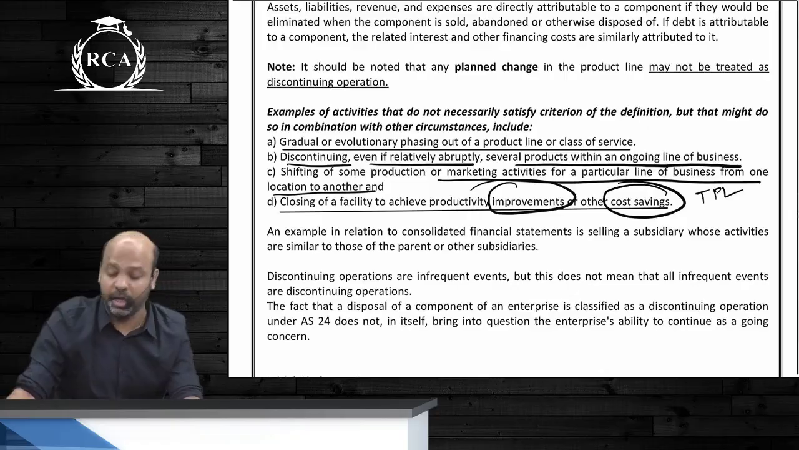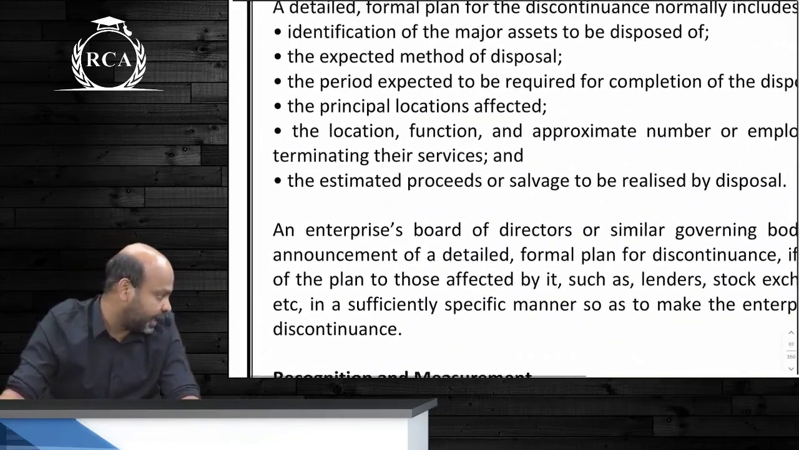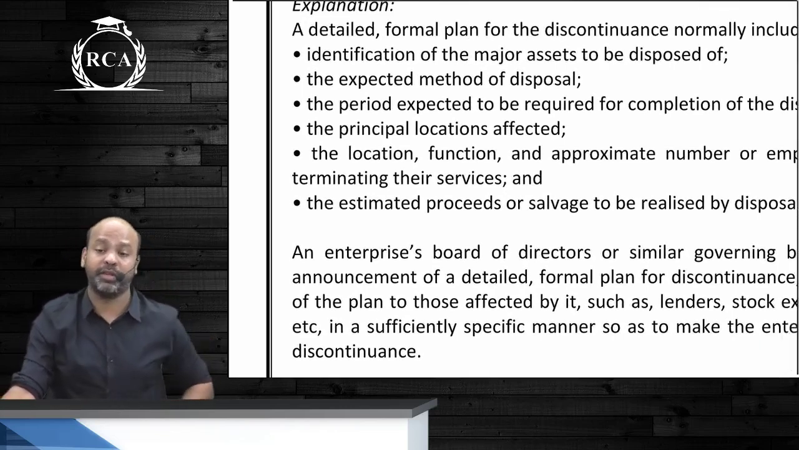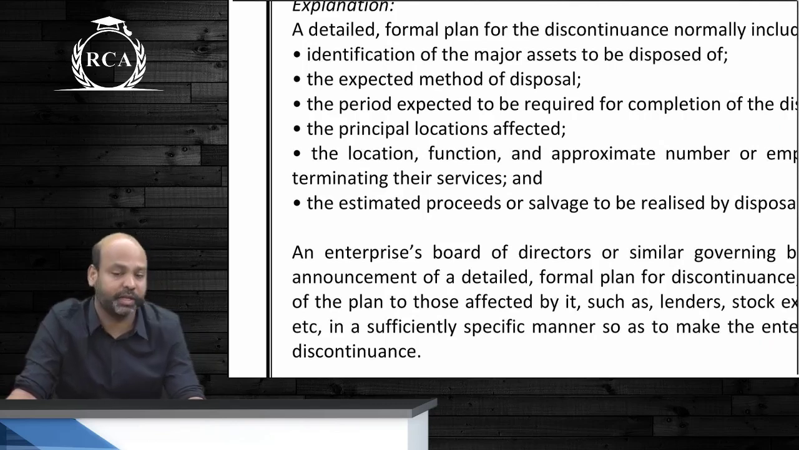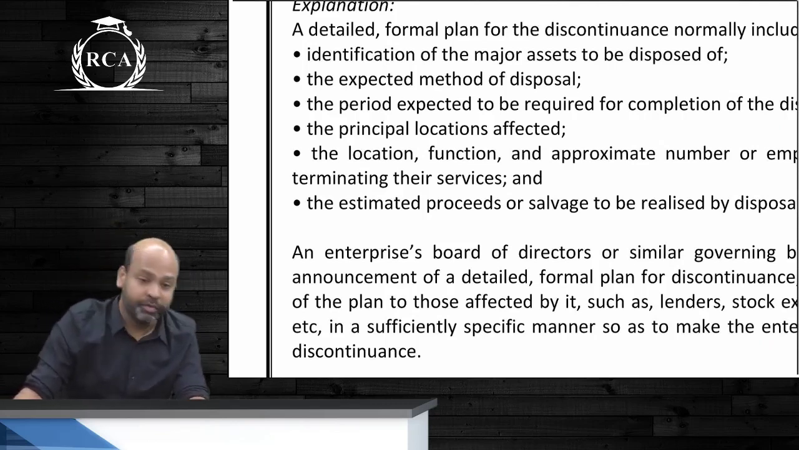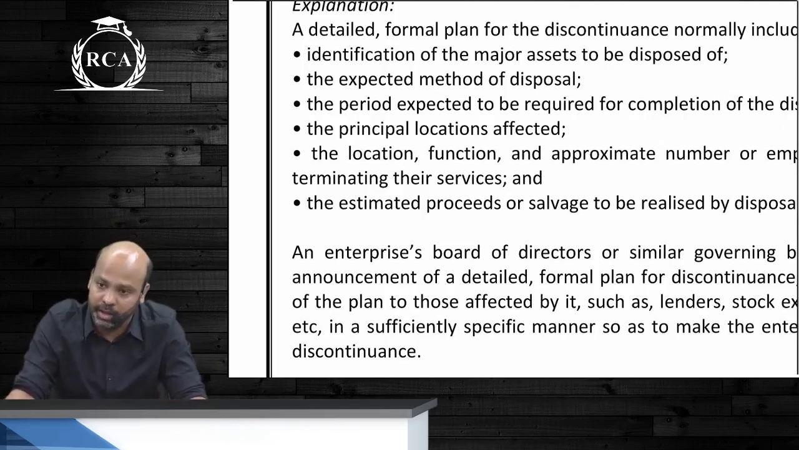When we say detailed formal plan, beta, I told you that your plan should compulsorily identify what are the assets to be disposed of, what is the expected method of disposal, what is the expected timeline as such, guys, what is the expected cash flow that you're going to generate. Only then it will become a detailed formal plan. Otherwise, it will not be a detailed formal plan. Sound mein aa raha hai, nahi aa raha, guys?